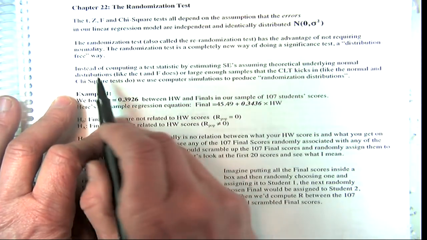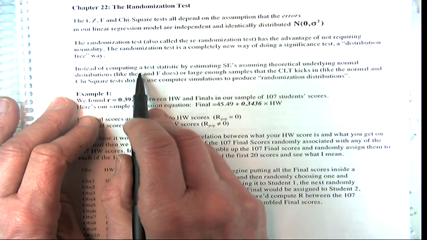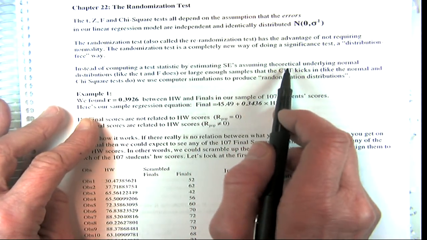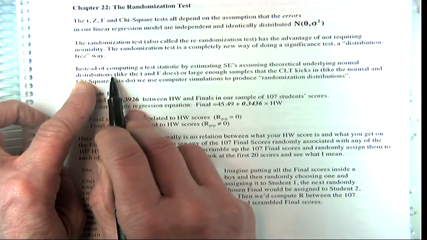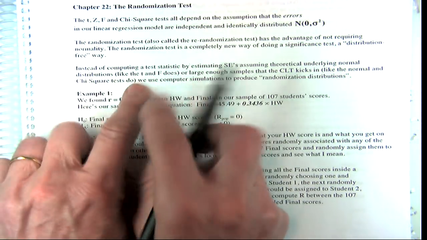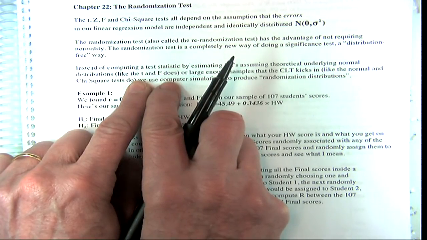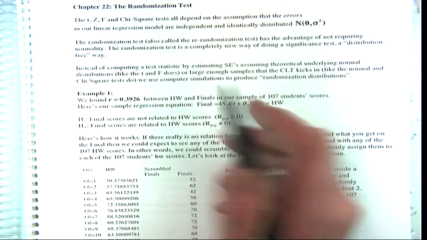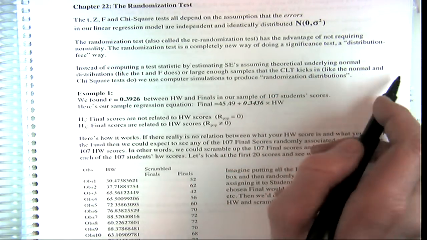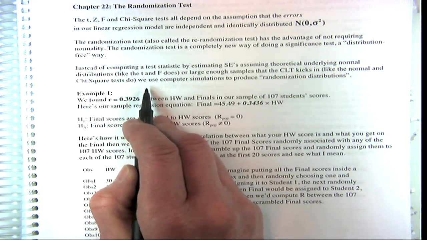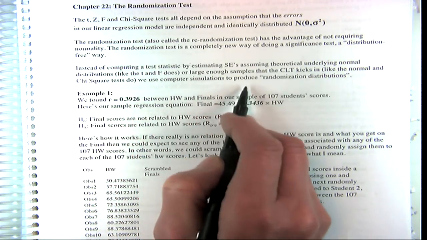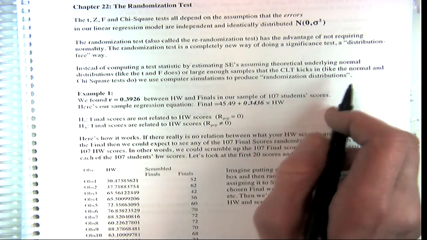Okay, so this is just what I told you, but I'll read it. Instead of computing a test statistic by estimating the standard errors, assuming theoretical underlying normal distributions, like the T and F do, that's what they really assume. If you don't know, that's one of the assumptions to use them. Or large enough samples that the central limit theorem kicks in, like the normal and the chi-square test do. Instead, we use computer simulations to produce randomization distributions.